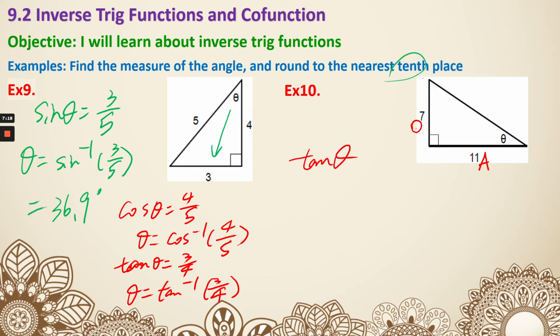Clearly, that's tangent. Tangent theta is 7/11, and that theta is going to be, not sine, is tangent. It's going to be the inverse tangent of 7/11. If you type in your calculator, that should actually give you 32.5 degrees.